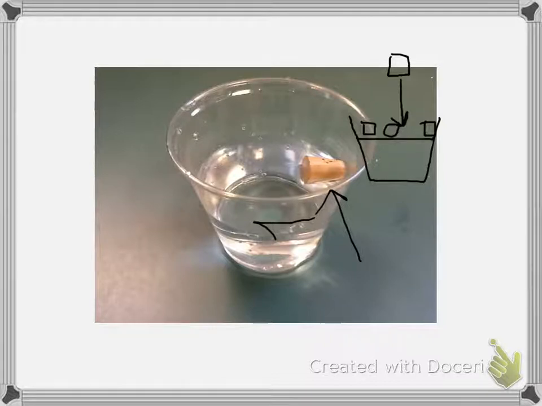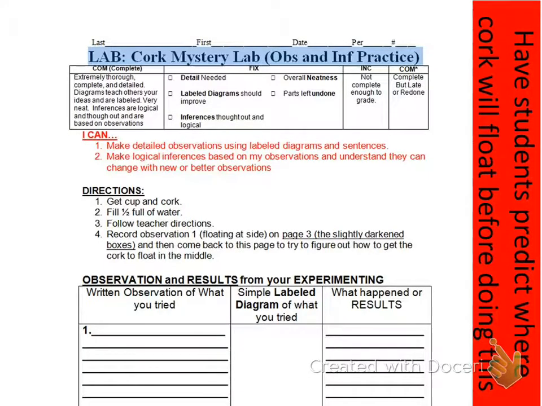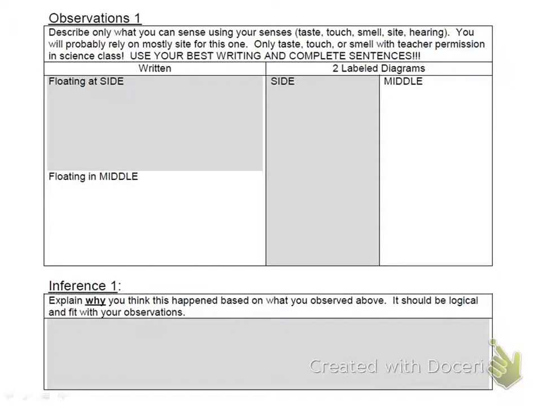turn back to your handout. There we go. So turn back to your handout. We're actually going to skip all this for now. So we're going to skip this page. Find the page that says Observations 1, and I slightly shaded in dark what you have. So what you're going to do is read through this real quick, and basically anything shaded you're going to do first. So all these shaded parts, you're going to make some observations about what the cork looked like when it floated on the side.